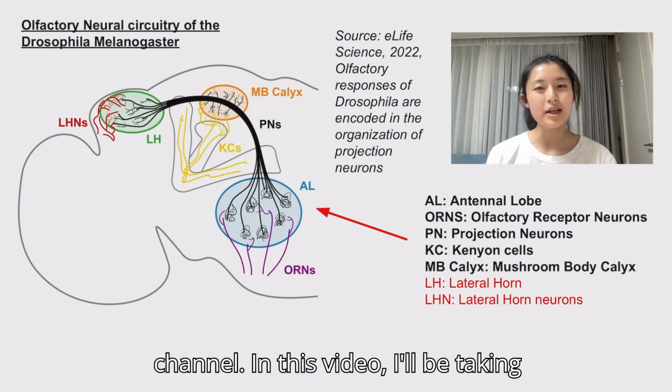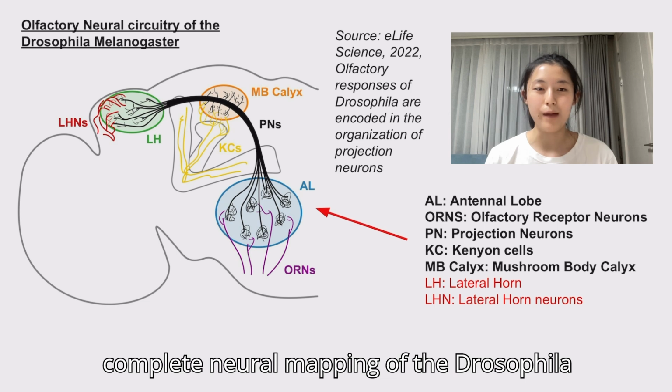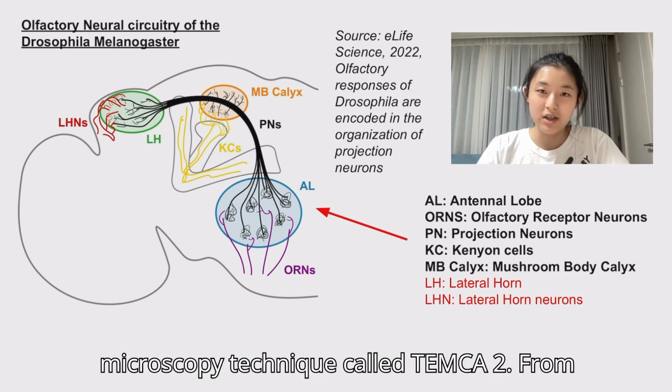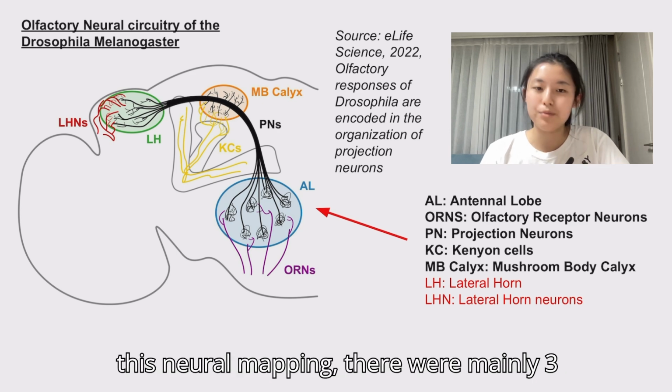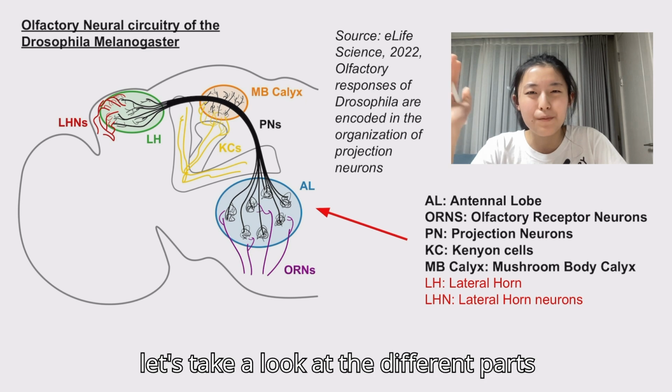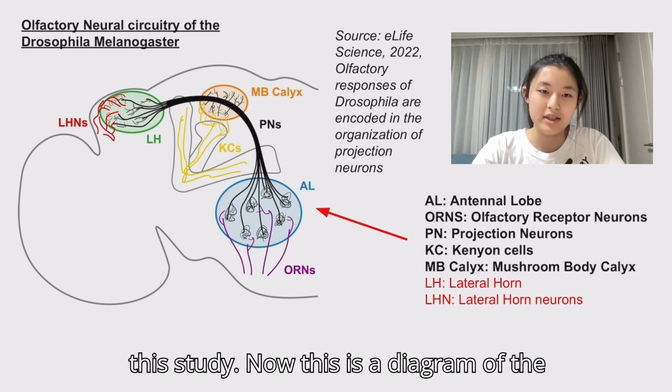In this video, I'll be taking you through the findings from the complete neural mapping of the Drosophila melanogaster brain using a novel electron microscopy technique called TEMCA-2. From this neural mapping, there were mainly 3 insights, but before going over those, let's take a look at the different parts of the fly brain that were involved in this study.